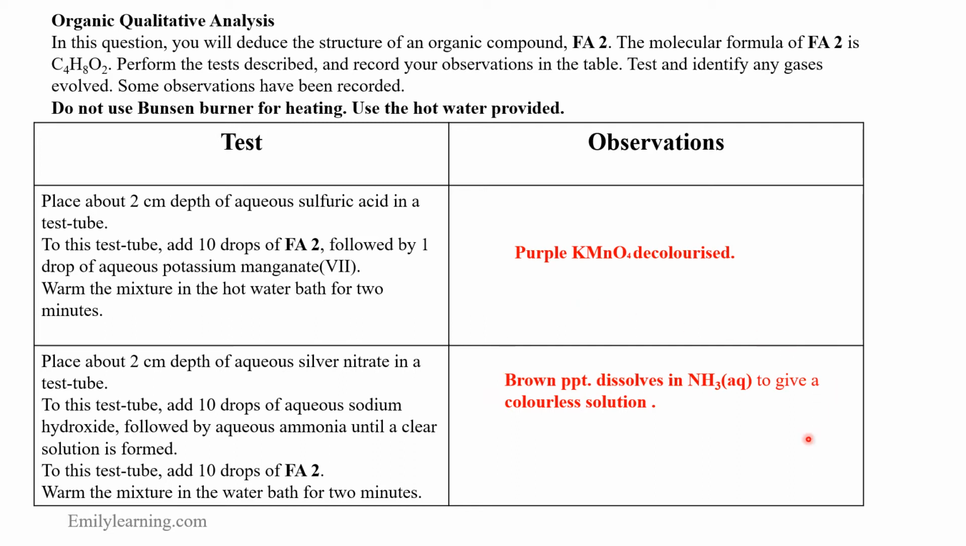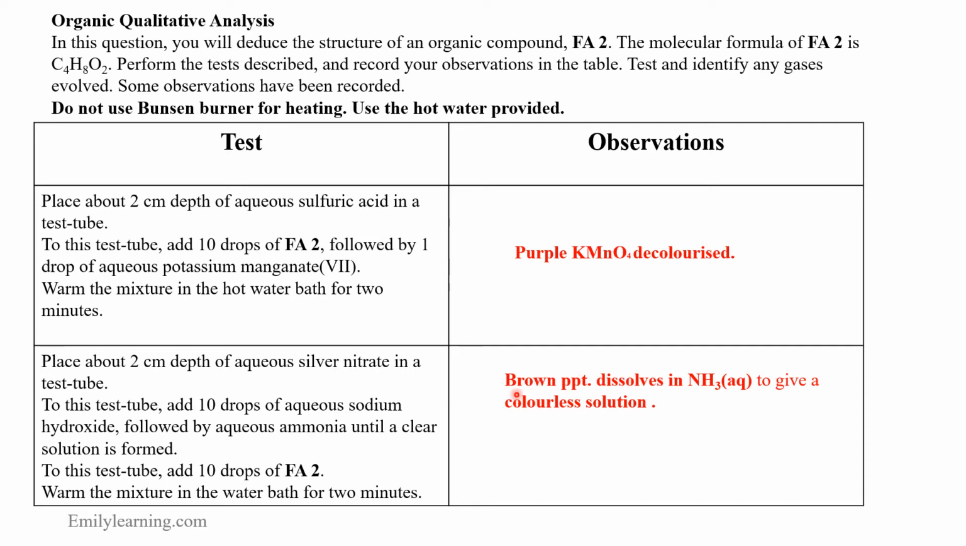If aldehyde group is present, then you'll see a silver mirror. So notice this observation here. You see a brown PPT which dissolves in ammonia to give a colorless solution. Basically, this is what happens when you are preparing Tollens reagent in this manner. When you add silver nitrate to sodium hydroxide, you will get a PPT, which will dissolve in aqueous ammonia to give a colorless solution. So this colorless solution at the end of the day is your Tollens reagent.